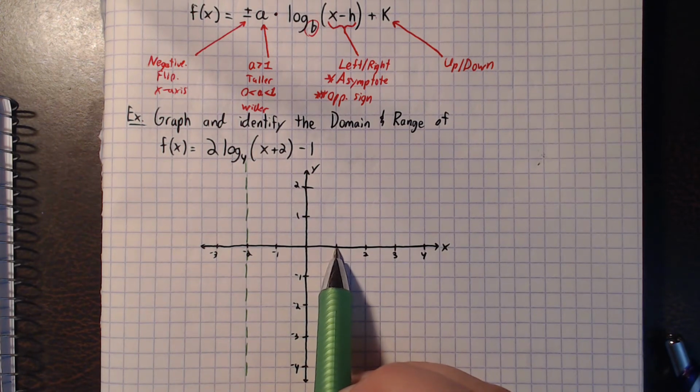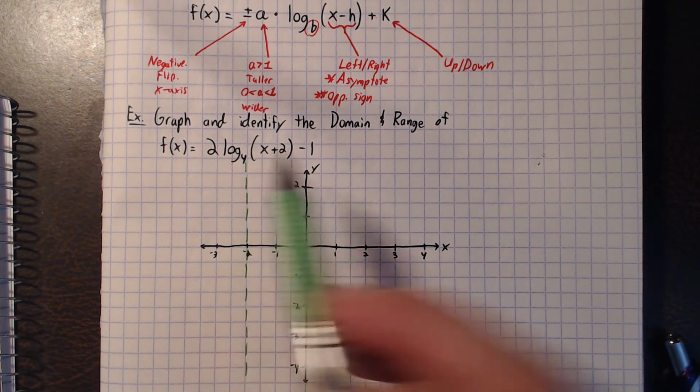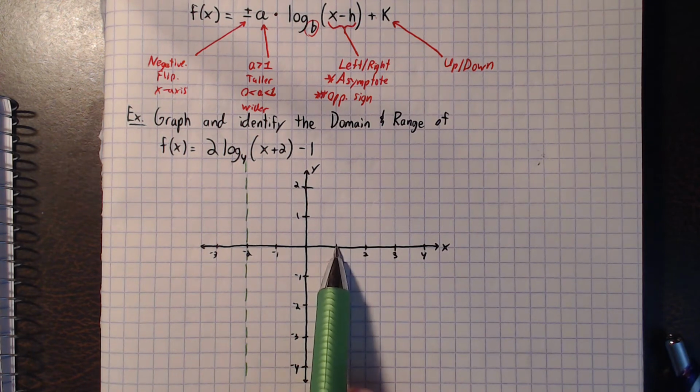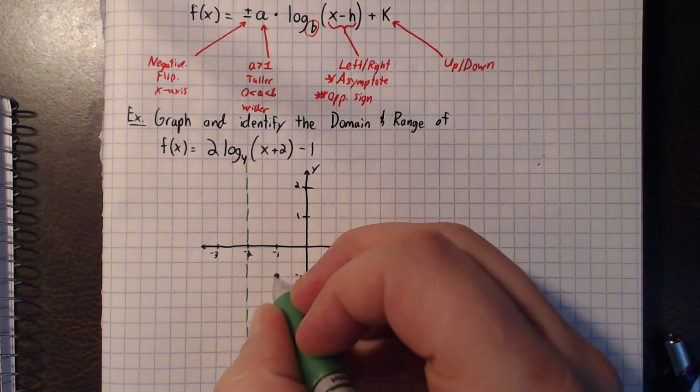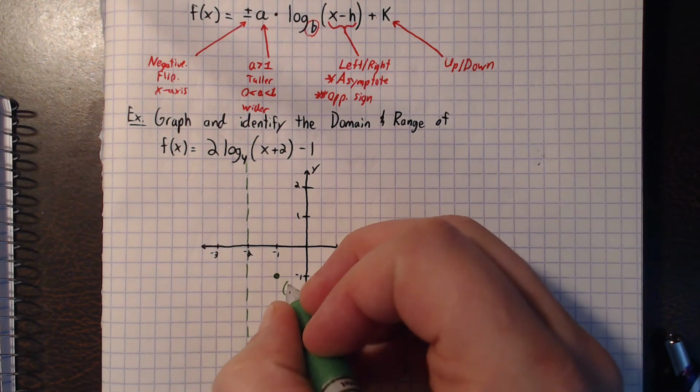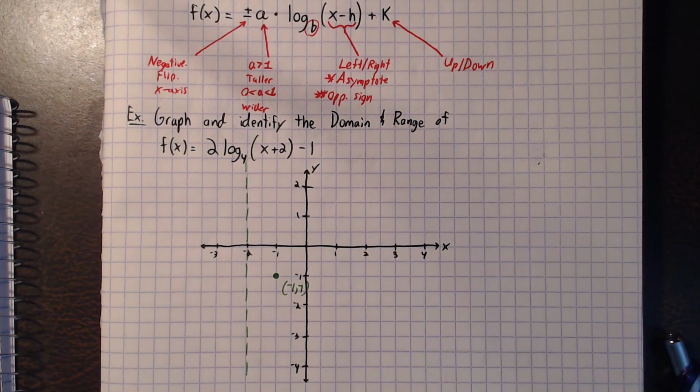Okay, next I'm going to do my first critical point, which is going to be at (1, 0). However, we're going to be moving 2 left and then 1 down. So 2 left and then 1 unit down. Here's our first critical point. That coordinate is (-1, -1).